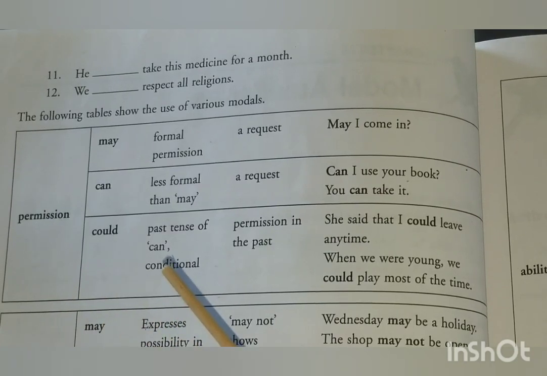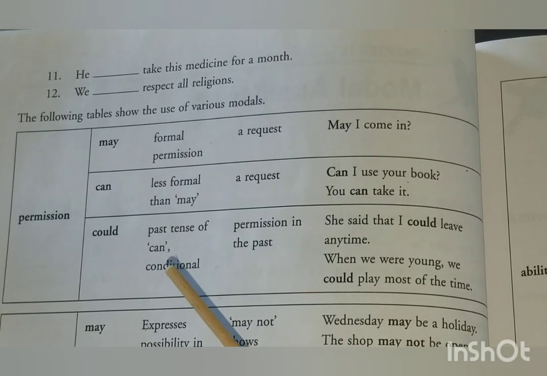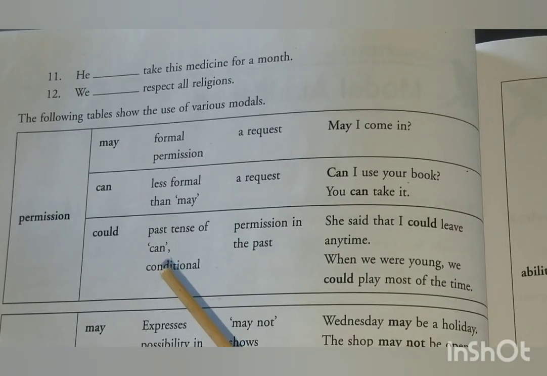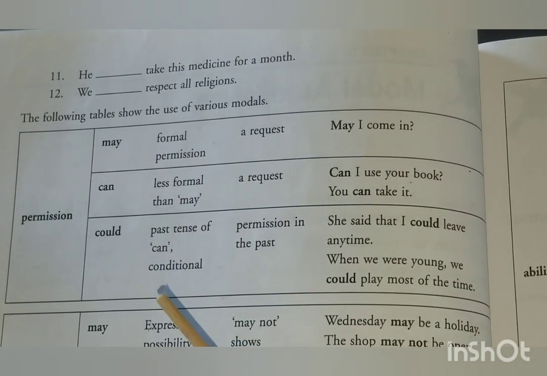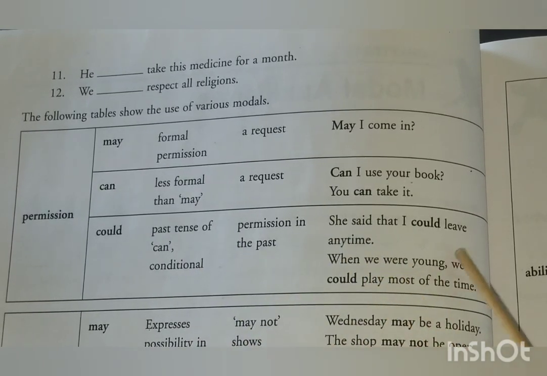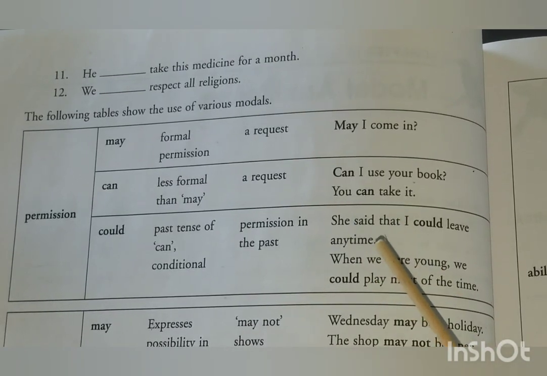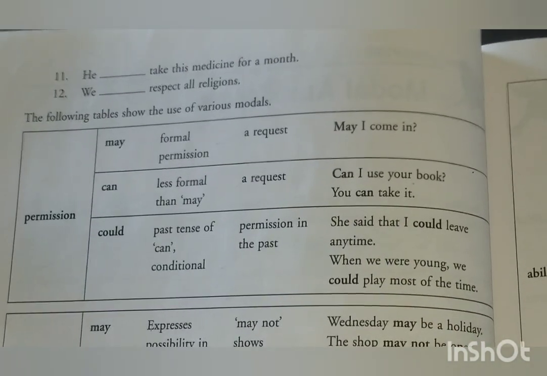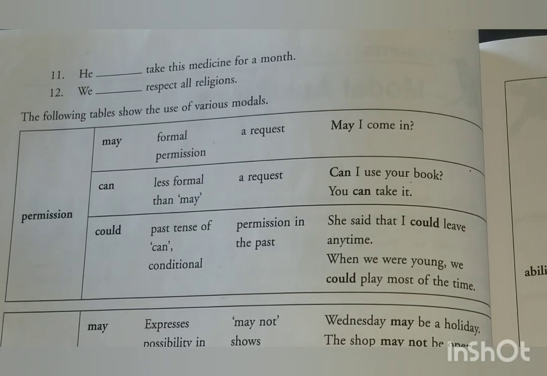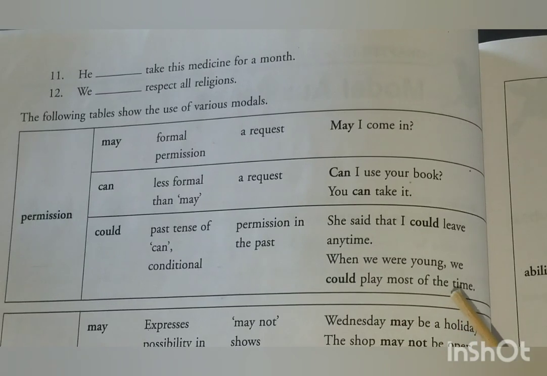Permission. Could, past tense of can. I can do this, main ye kar sakti hoon. I could do this, main ye kar sakti thi. Conditional permission in the past. She said that I could leave any time. I could leave any time. When we were young, we could play most of the time.